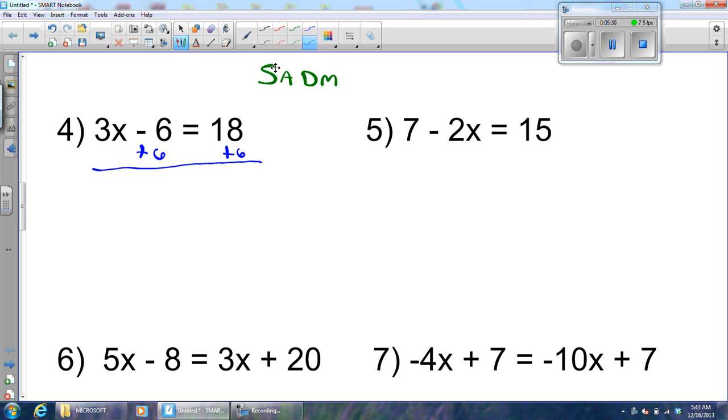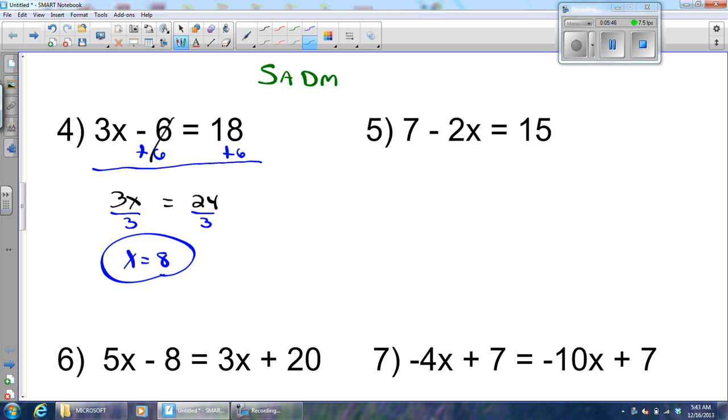And when I do that, my left-hand side becomes 3x. These have canceled, and that equals 24. And then I'm going to divide by 3. I'm going to divide by 3. X is going to equal 8.